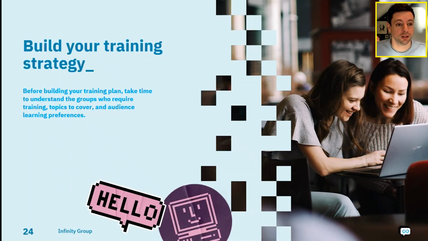So next up, we're looking at a training strategy. As you can see here, before we build a plan, we want to understand who we're going to be training, what they need to know, why they need to know it, again tying back to the purpose, and how they would like to learn, what's going to be best for them and what's going to be best practically.